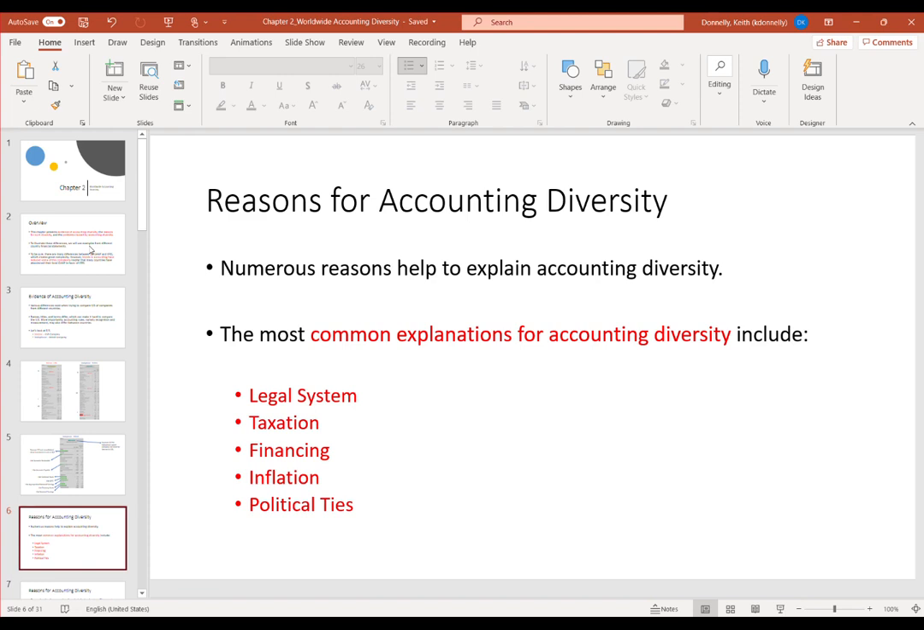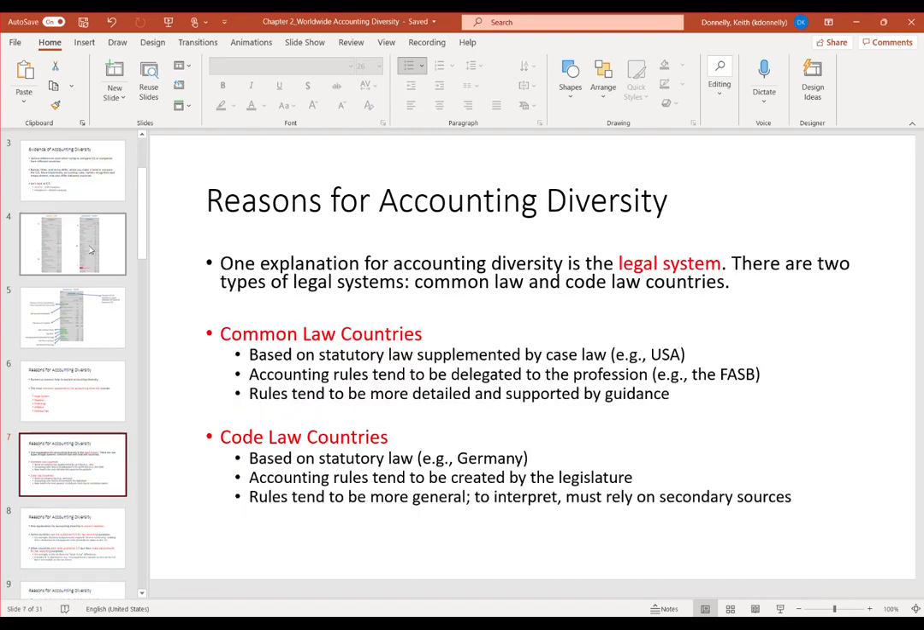So if we were to look at reasons for why we have this accounting diversity, it includes things like the legal system that's in play, taxes, how the business is financed, inflation, as well as politics. So let's run through these different explanations. The first one that could explain why we have different financial statements would be the legal system within which the country is operating and preparing the financial statements.